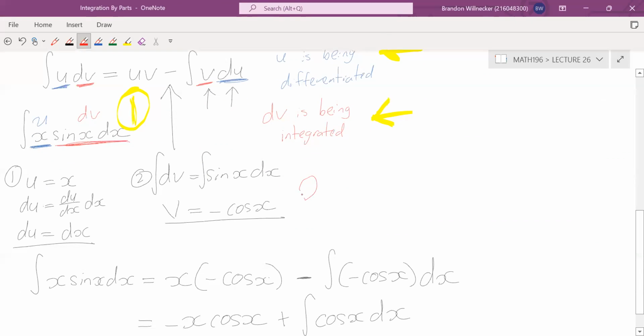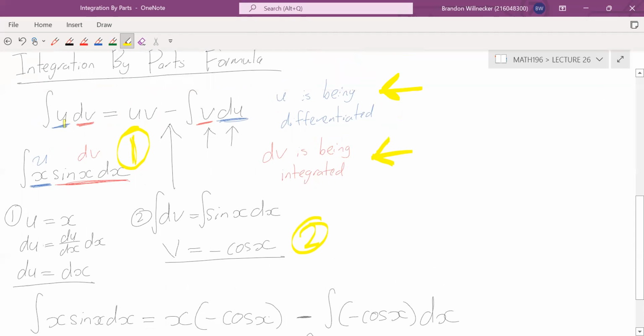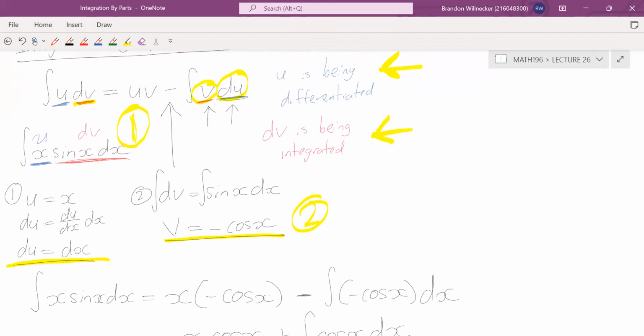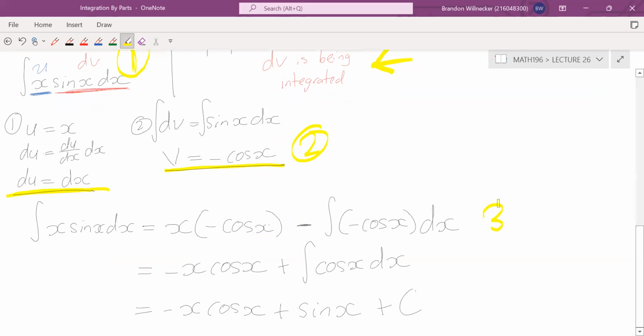Okay, then the second thing that we need to do is differentiate u, because we started off with u, but we want du. We started off with dv, we want v, so we integrate dv. So this gives us the two things that we need. Then we take everything that we found and we substitute that into the right-hand side. So that's going to be uv minus the integral v du.